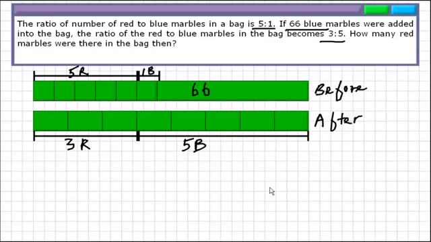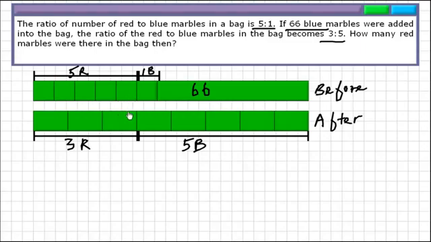Okay, now that we've drawn the models, let's solve the problem. As we can see from both models, although they are of the same size, the number of parts, especially in the red section here, which is more visible, is not the same as the number of parts in the after model. There's 5 parts in the before model, 1, 2, 3, 4, 5 in the red section of the before model, and there's only 3 parts in the after red section. 1, 2, 3.